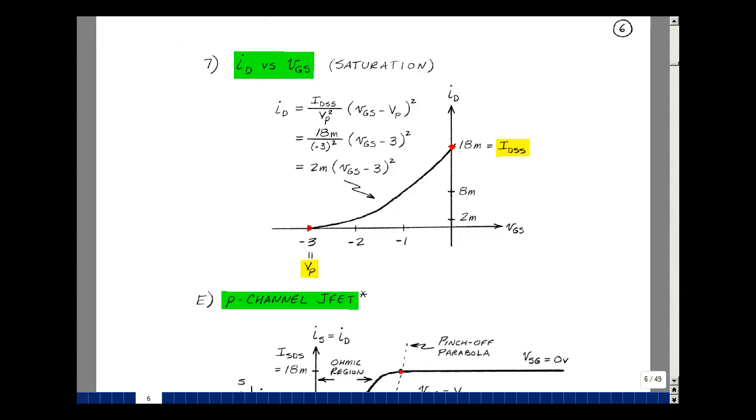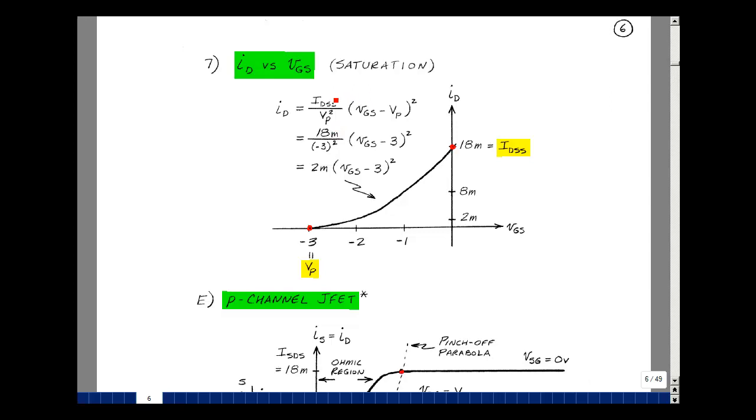Another curve you'll find in a data sheet is the plot of I sub d versus VGS when we're in the saturation region. Our equation is that I sub d is equal to K times the quantity gate source minus the pinch off squared when we're in the saturation region. And we just showed that K was equal to IDSS over the pinch off squared. These are two numbers you can get off of the VI characteristics. IDSS is the current when the gate source is equal to 0, and V sub P is the value of the gate source voltage when the drain current goes to 0.